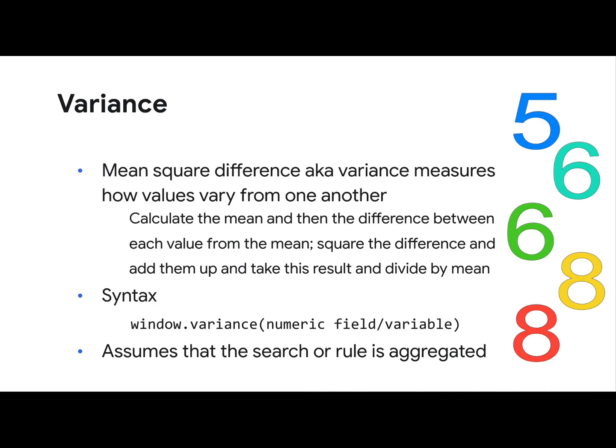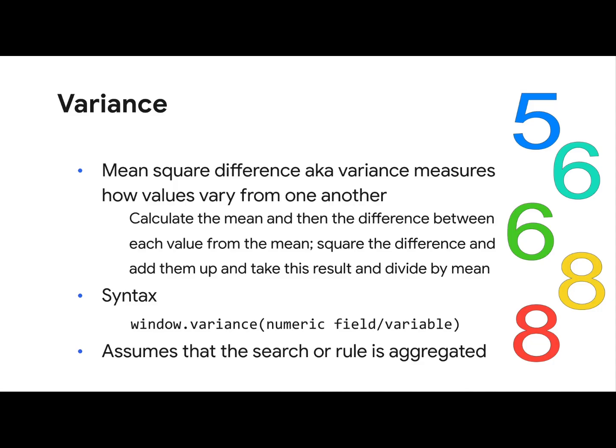We can add these square differences up to get the sum of the squares, which is 7.2, and to get the variance, we divide that value by the number of values in our data set, 5. Based on this, our variance is 1.44.